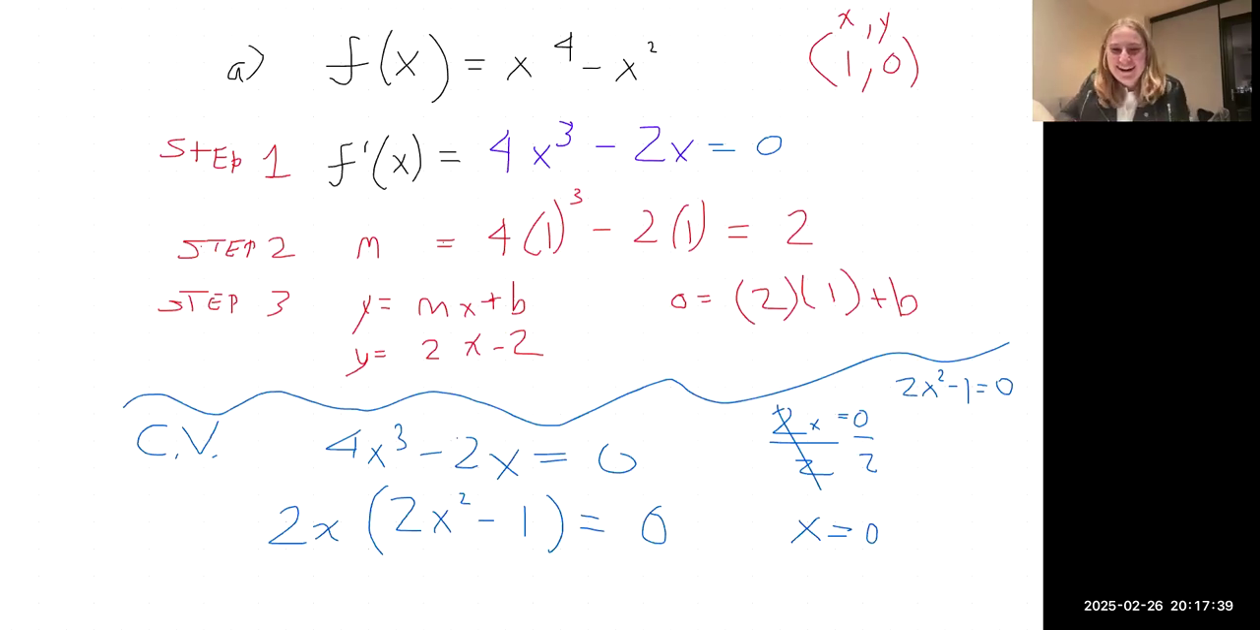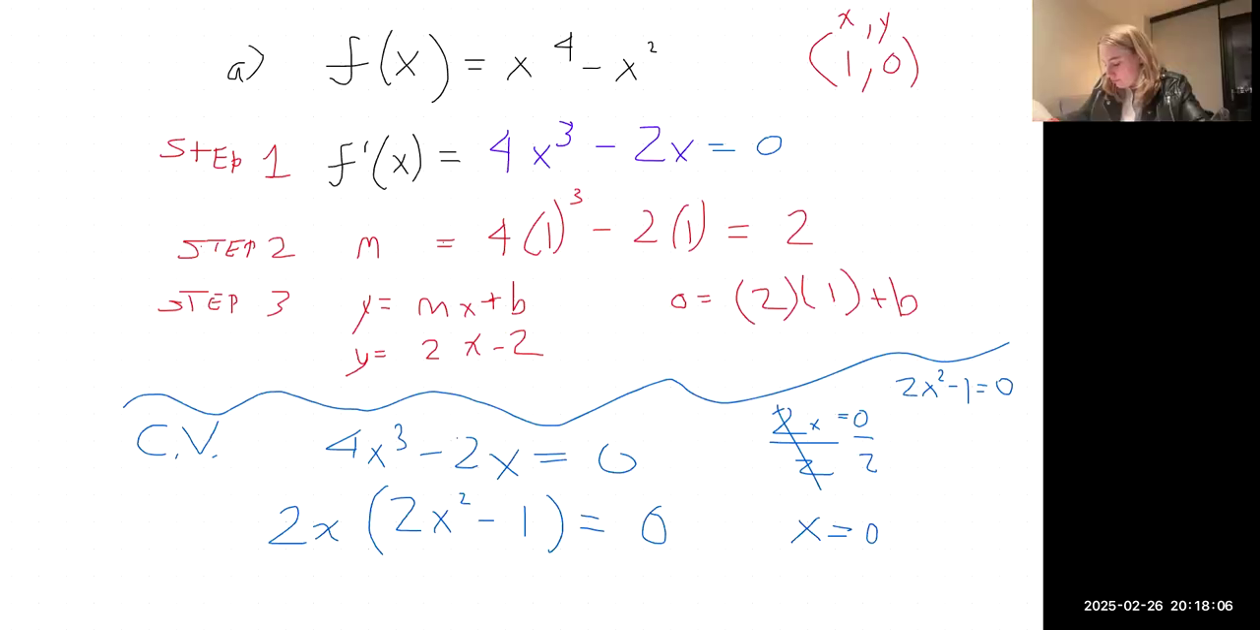All right, let's go ahead and keep working on 2x squared minus 1 equals 0. So we need to get x by itself. Just like we did with 2x equals 0, we set 2x squared minus 1 equal to 0.